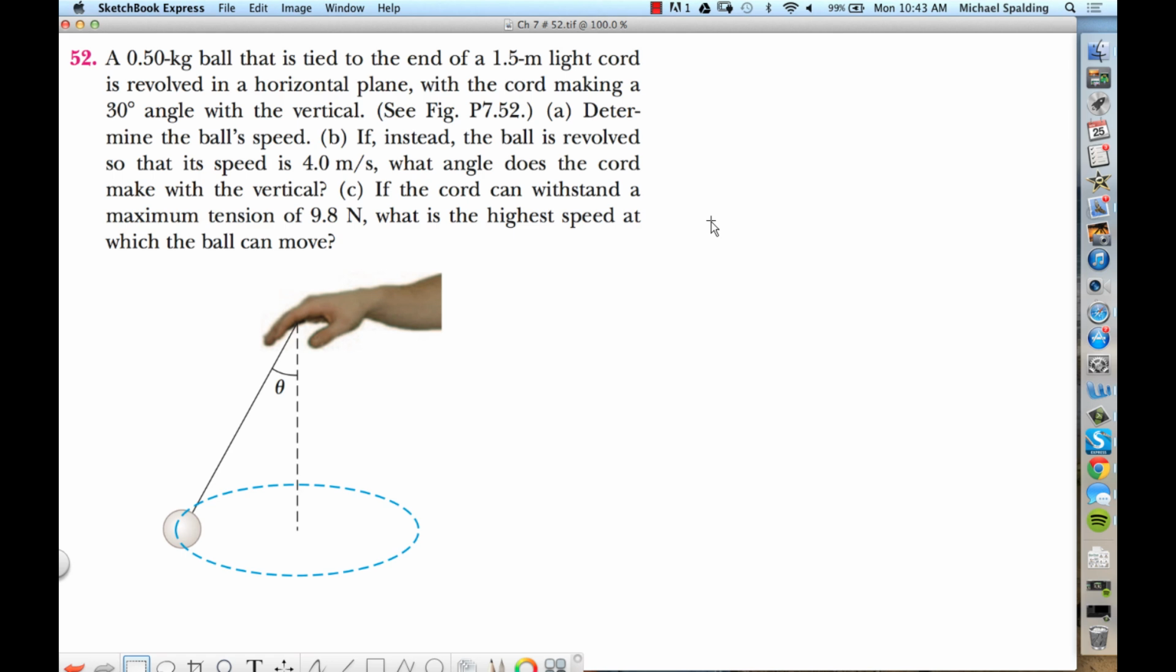Okay, so we have a 0.5 kilogram ball. Oh, and look, I'm going to solve part A. I'm going to show you how to do this, part A, which is totally appropriate level for this course.